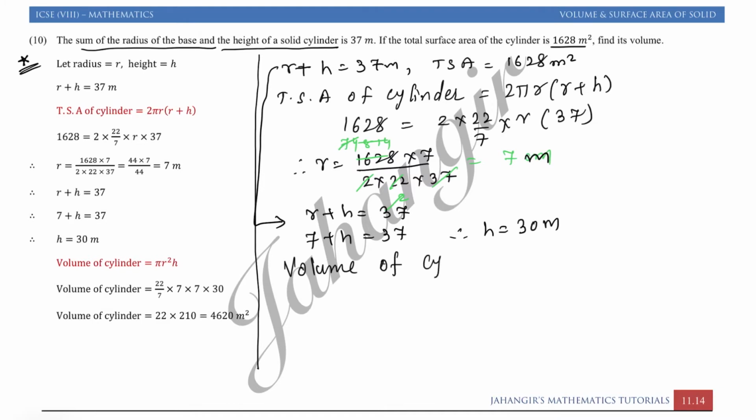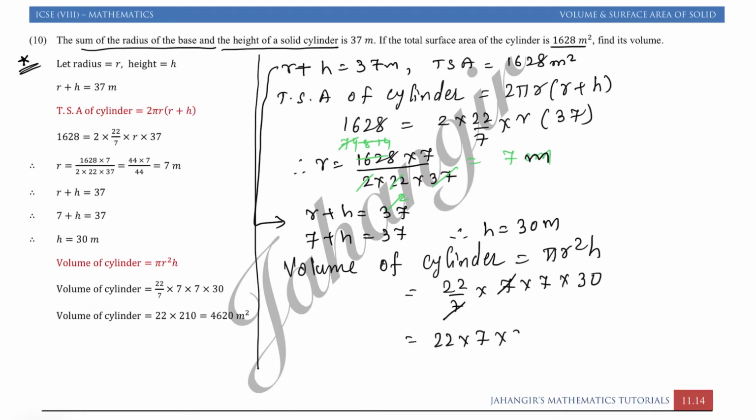Volume of cylinder is equal to pi r square h, that is equal to 22 by 7 into r's value, which is 7, into 7 into 30. We can just cancel out. So you will get 22 into 7 into 30. Overall we can multiply it as 4620 meter cube, it is cube.